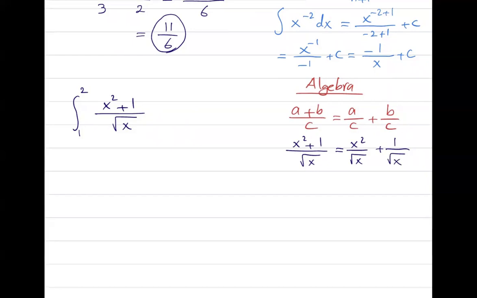Well, this can be written as x squared divided by square root of x, which is x to the power a half, plus 1 divided by x to the power a half. These are all algebra, right? Square root of x and x to the power a half are the same thing.